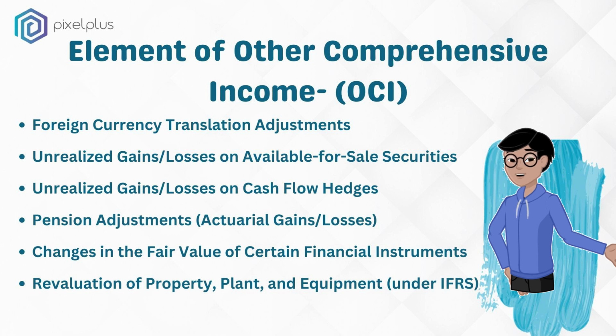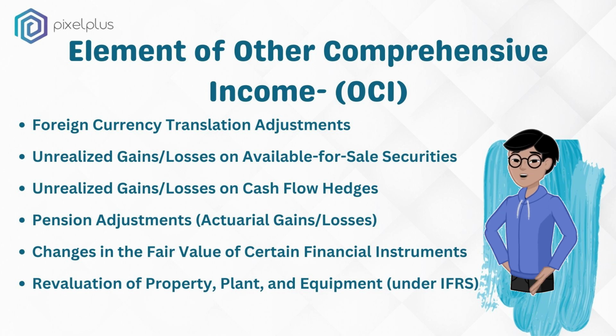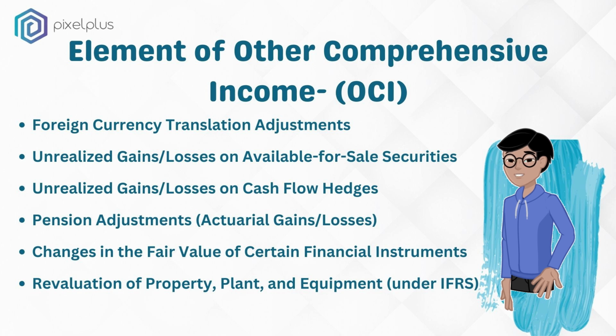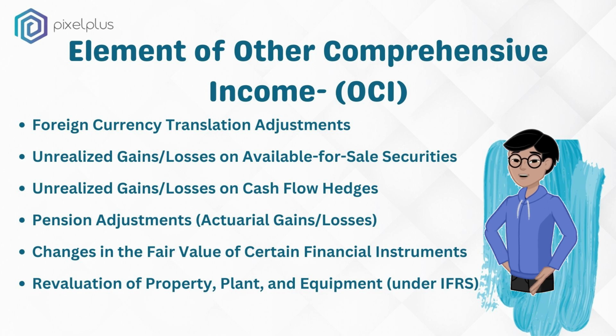The next thing is the pension adjustment or actuarial gain and losses. Pension adjustments, including actuarial gain and losses, arise from changes in the value of a defined benefit pension plan's assets and obligations. These can result from differences between the actual and the expected returns on the plan assets.